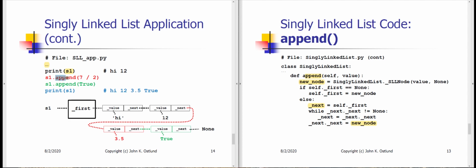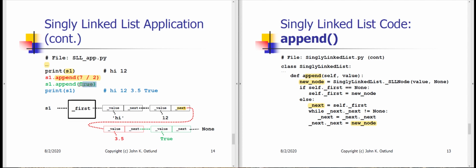Now we are going to append 7 halves. Appending 7 halves means that we have to step through and locate the end of the list. The end of the list when there are just 2 nodes in it is this next data attribute. We modify that next data attribute to refer to this node containing, well, 7 halves is a float value, 3.5. And next is then None.